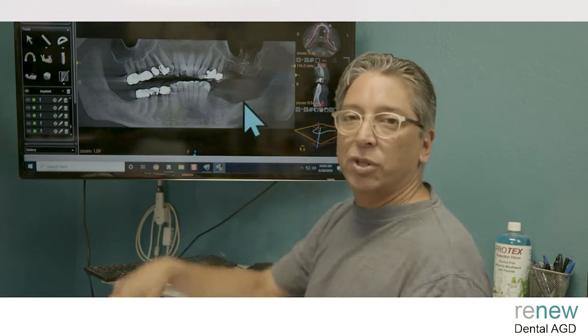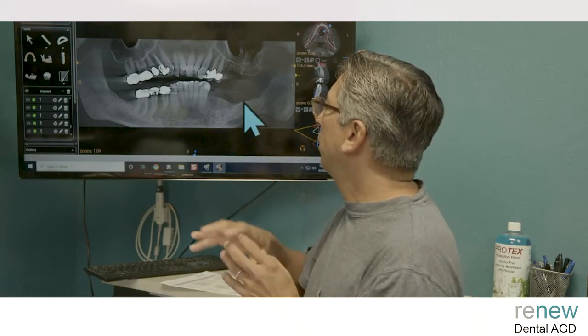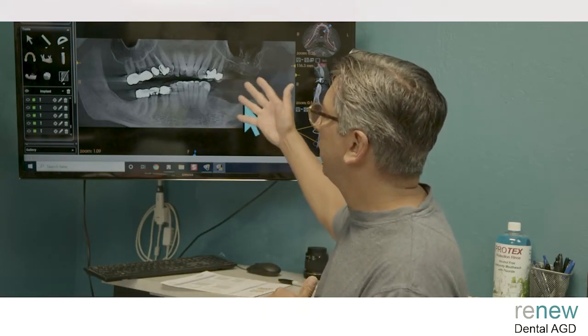And to look at the treatment assessment, let's look at that real quick. The treatment assessment looks like the bone density is an orange, the IA nerve is a yellow, the sinus is an orange, has yellow constriction and orange facial bone. So, you know, orange facial bone, sure. We don't have any teeth here to worry about.